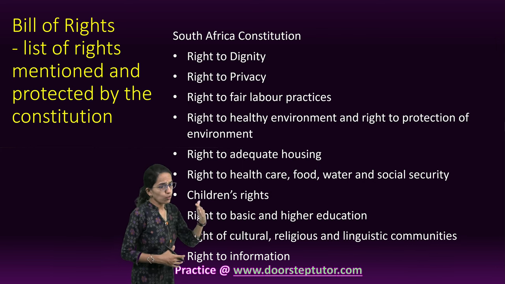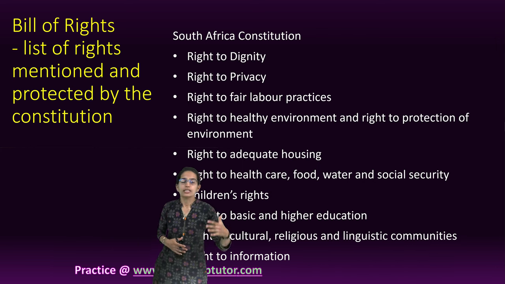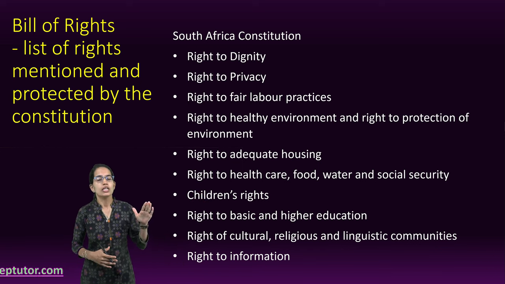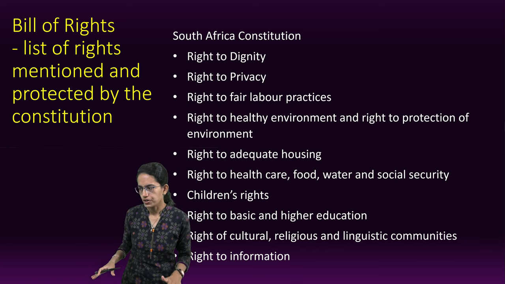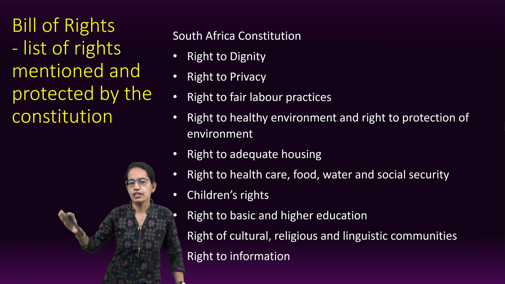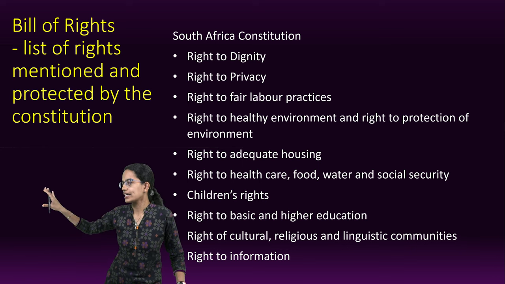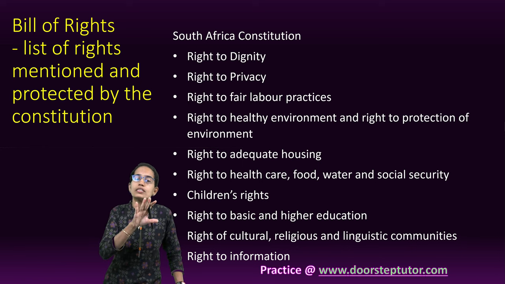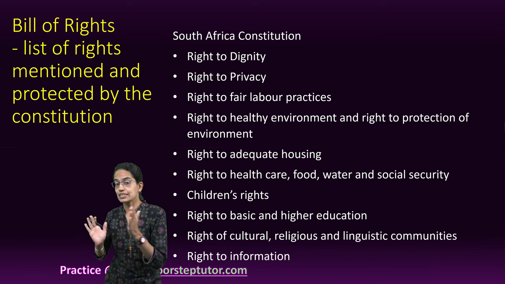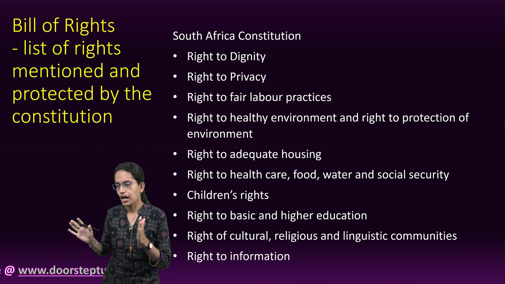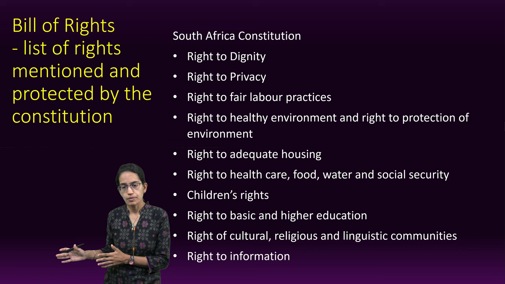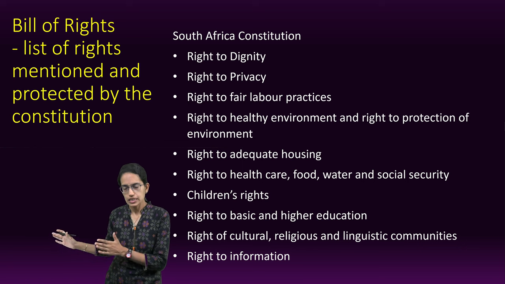Now, what is the Bill of Rights? The list of rights which are mentioned and protected by the Constitution is what is known as the Bill of Rights. This list of rights prohibits the government from acting against the individuals or the rights of the individual. And in case there is any violation, it has to keep a check. Individuals would need protection from the government, and the same has to be sought later on.